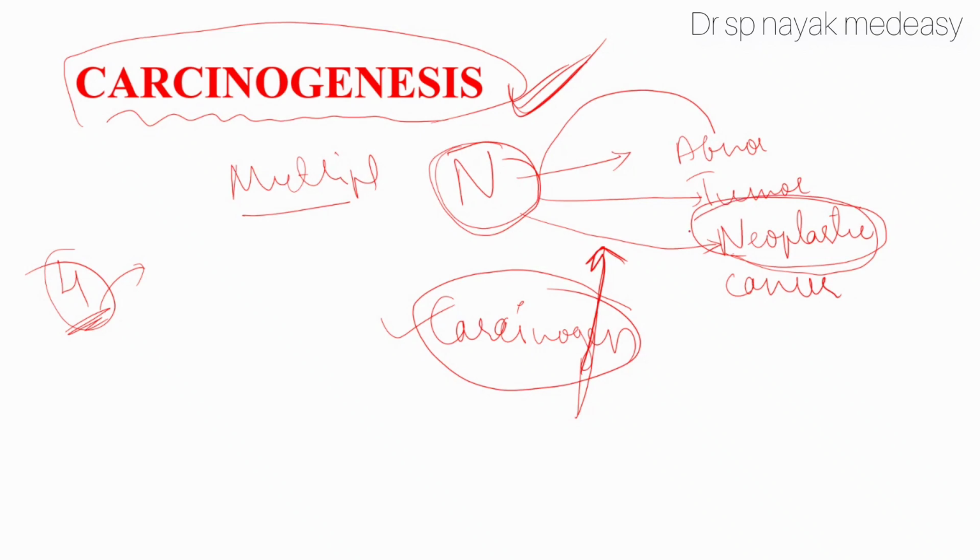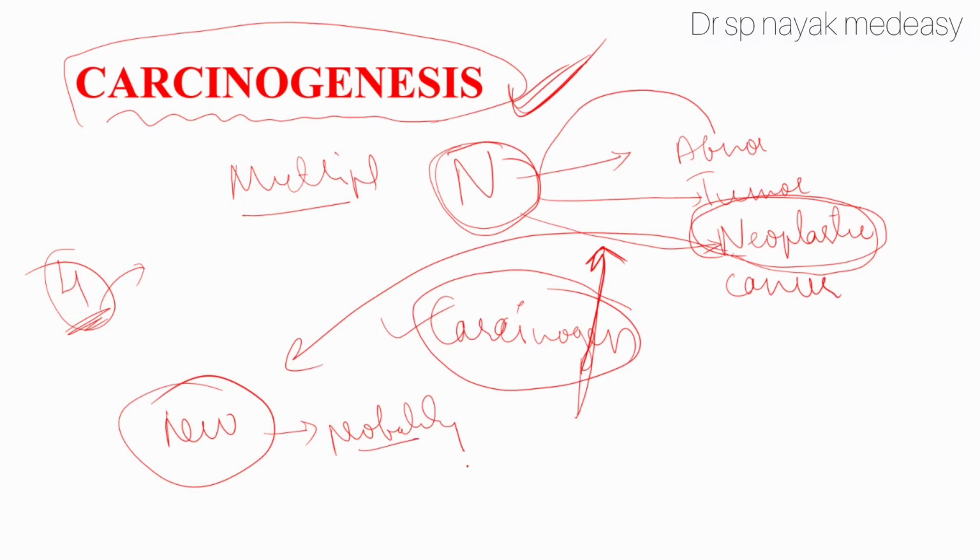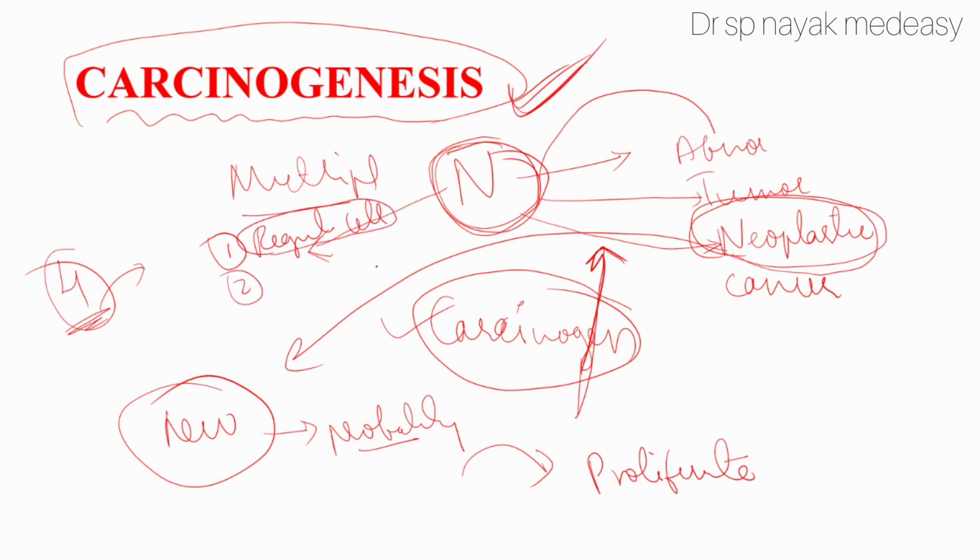See, a neoplastic cell is nothing but a new cell which has more probability to proliferate. It is called a neoplastic cell or neoplasm. Now, in a normal cell we have three properties. Listen carefully, everybody, very, very carefully. All normal cells will have three properties. Number one, they regulate cell division. Number two, they can repair DNA. Normal cells can repair DNA, and they have one very, very important process called apoptosis.